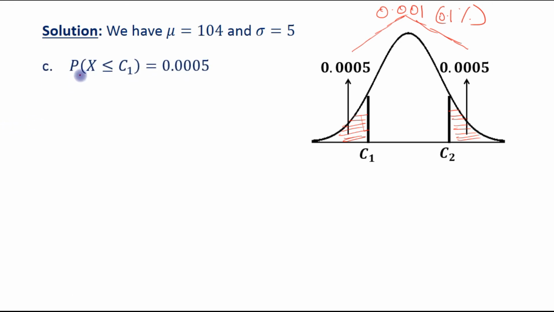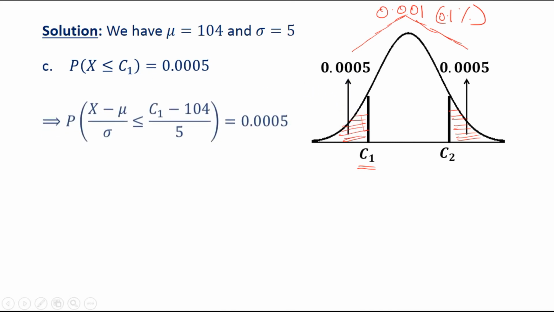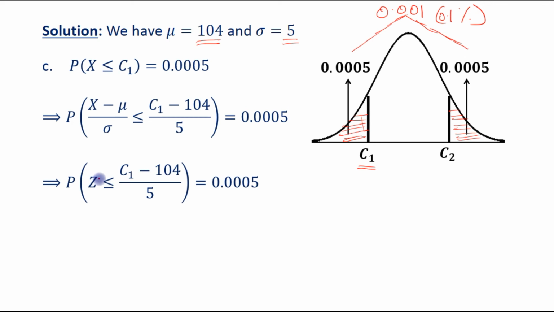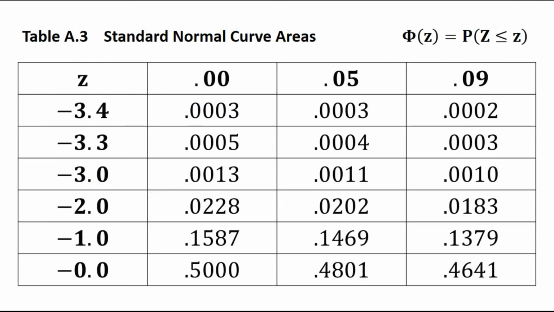We can write that probability x less than or equal to C1 equals 0.0005. In the next step we can write C1 minus mu, that is 104, upon sigma, which is 5. X minus mu upon sigma can be written as z, the standard normal variate. Now we will look at the table to find the value of z for this area, 0.0005. So 0.0005, here it is, and the value of z is minus 3.3.